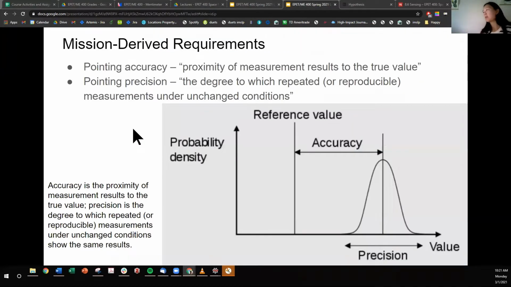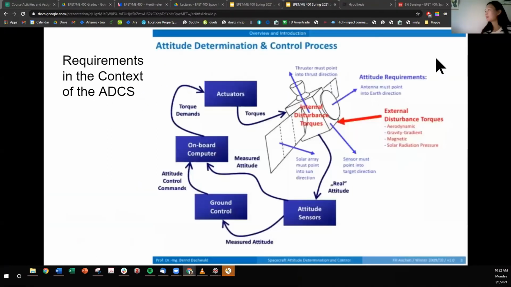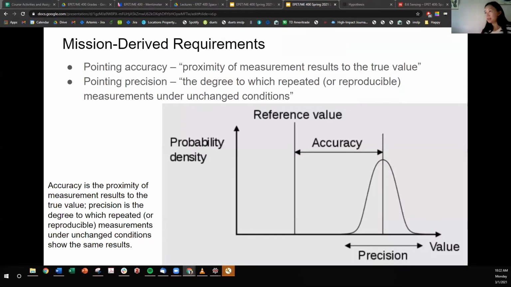So mission-derived requirements. Of course, there is the obvious size, weight, and power, but specific to the attitude determination and control subsystem, we care a lot about pointing accuracy and pointing precision. So this usually comes from, we'll talk about this later, but things that want to be pointed in the previous slide: antennas, thrusters, solar arrays, payload sensors. So with these different components in the different subsystems, they want a certain pointing accuracy and pointing precision.